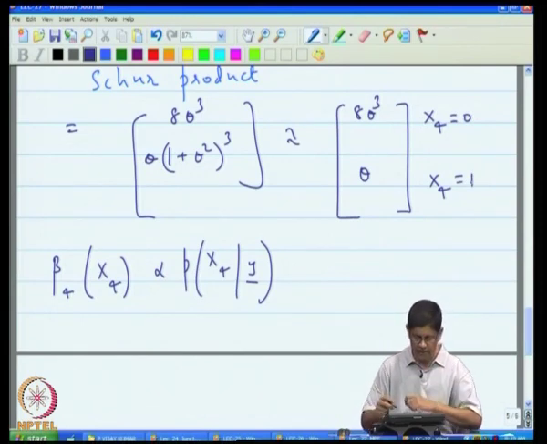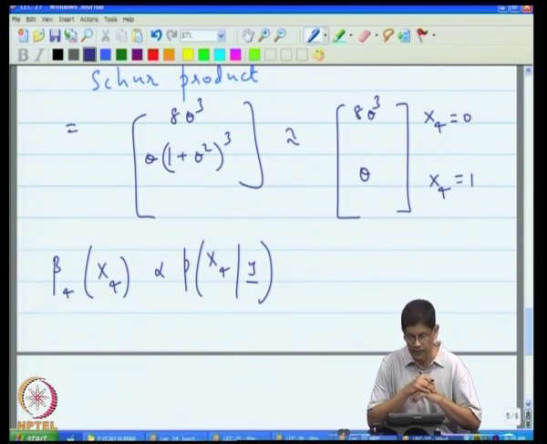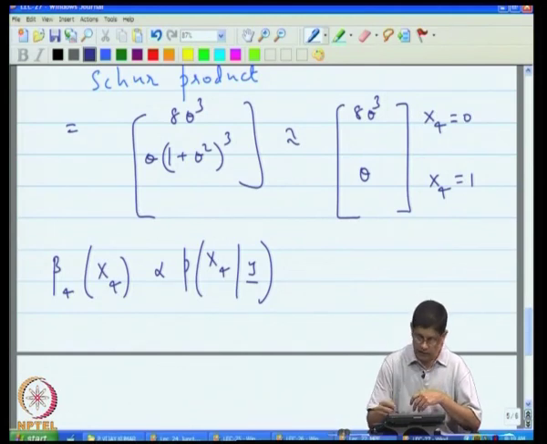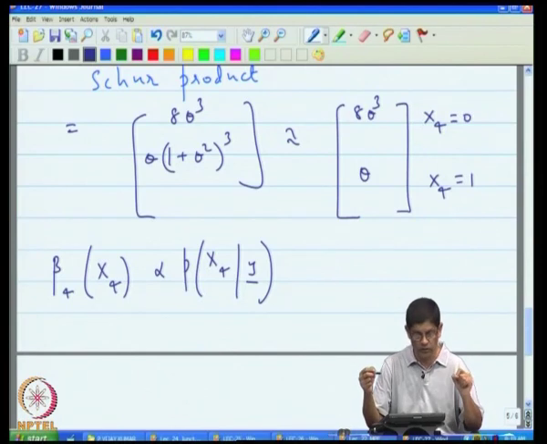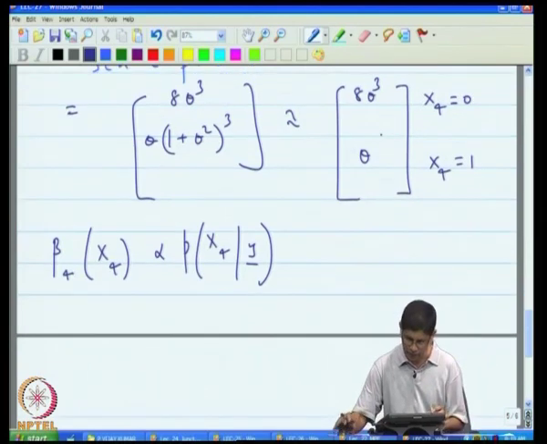So, what this is saying is that the likelihood of x4 being a 0 given the received vector is 8 theta cubed, but the likelihood that it is actually a 1 given y is theta, and since theta is small, this number is a much larger number. So, what maximum likelihood code symbol decoding will do at that stage is to declare x4 to be a 1.